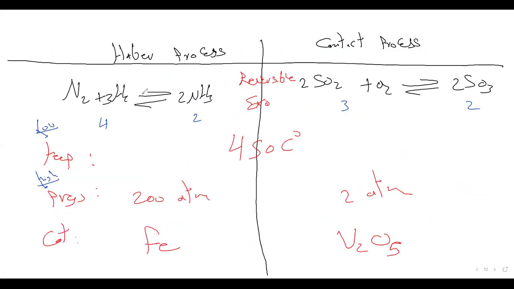In Haber, N2 plus 3H2 gives 2NH3. In contact, 2SO2 plus O2 gives 2SO3. Temperature 450, pressure 200, catalyst iron and vanadium pentoxide. We are using low temperature, high pressure, and the catalyst. Low temperature because the reaction is exothermic, so by lowering it the reaction moves forward and more yield is produced. High pressure because the number of moles of reactants is greater than products, so by increasing pressure the reaction moves forward and more yield is produced. Catalyst to speed up the reaction.